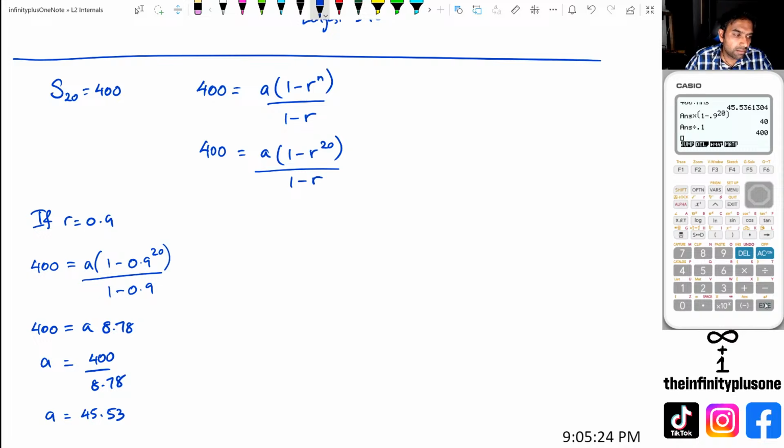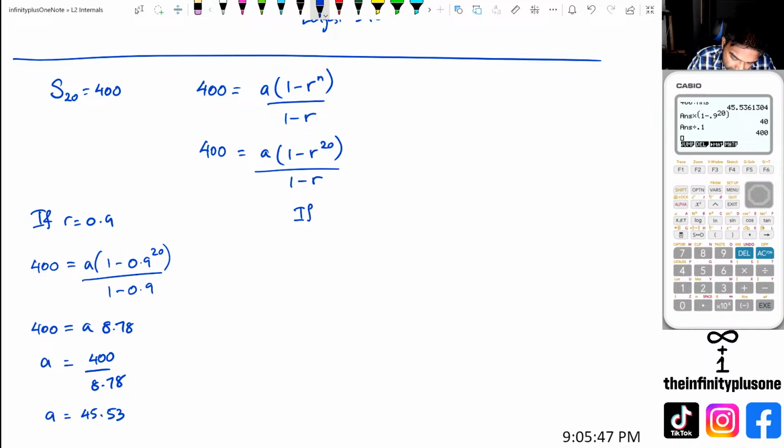And then the next thing is if the R value is that. All right, so that basically means that if she starts with 45.53 and she reduces it by 10% every single time, after 20 pieces the total would actually equal 400. And again, if you'd like, you could actually try it with a different R.